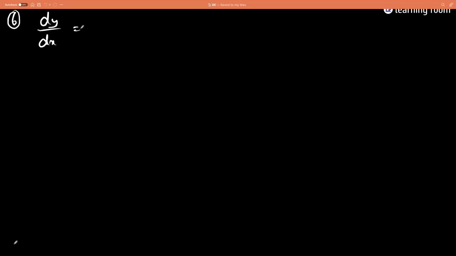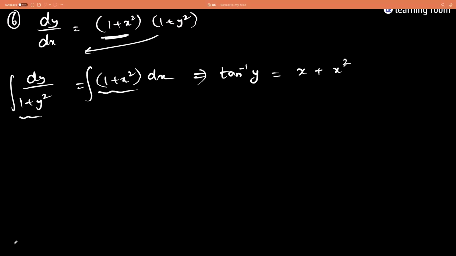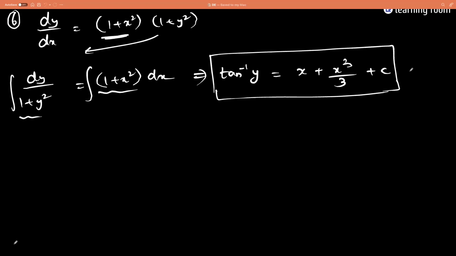dy by dx is equal to 1 plus x square into 1 plus y square. So 1 plus x square will be here only. We'll bring the 1 plus y square this side. So dy divided by 1 plus y square is equal to 1 plus x square times dx. So when we integrate on both the sides, this implies tan inverse of y is equal to the integral of 1 plus x square, which will be x plus x cube by 3 plus c. So this is going to be the required answer.